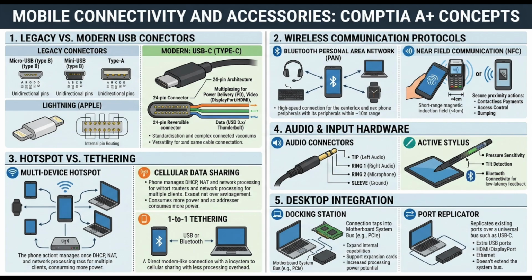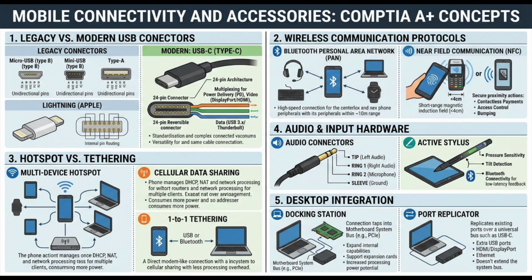USB-C houses 24 separate pins inside that tiny reversible housing. Wait, 24 pins in that tiny plug? Yeah, 24. And this isn't just about moving serial data slightly faster. Those 24 pins allow for a concept called alternate modes. Okay, what does that mean for me? It means the cable can support entirely different signal types simultaneously on the exact same physical wire.